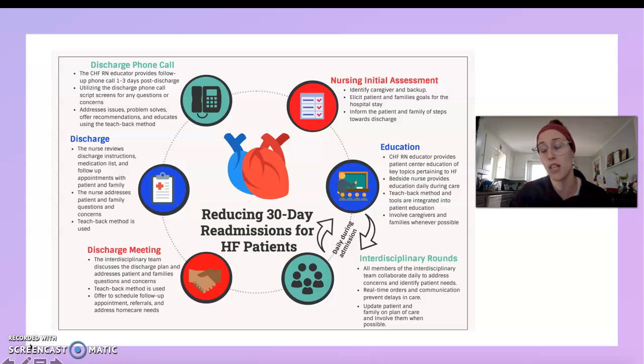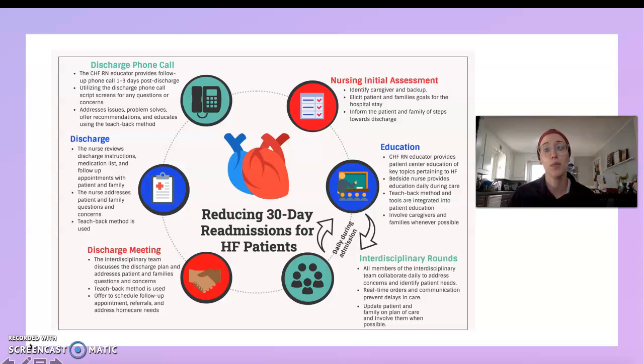This will be done for any patient admitted to the floor with a primary diagnosis of congestive heart failure. Ideally, this nurse's initial assessment will be integrated into the admission flow sheet in Epic so that nurses don't have to take that extra step, and it ensures that the assessment actually gets done.